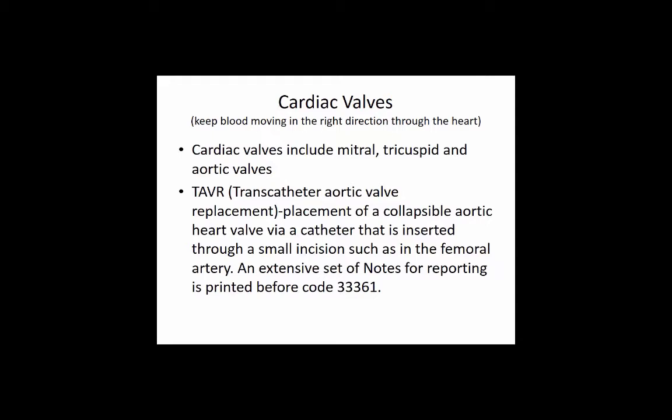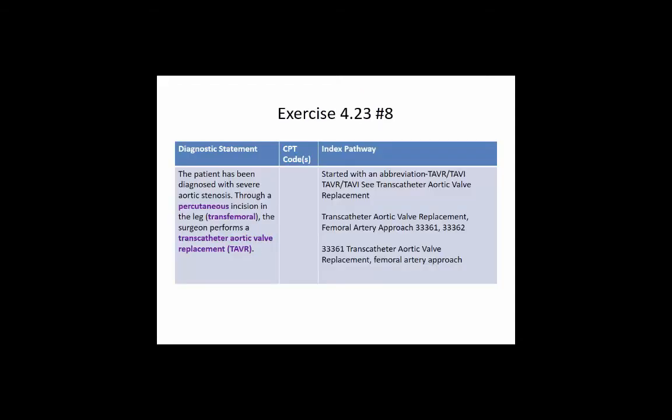As I mentioned earlier, cardiac valves keep the blood moving in the right direction through the heart. The three cardiac valves that we know about are the mitral, tricuspid, and aortic valves. There are many procedures in the CPT book. The one I'm choosing to talk about a little more is the TAVR, which is a transcatheter aortic valve replacement. And this is a collapsible aortic heart valve that's placed by using a catheter that's inserted through a small incision in the femoral artery. There's an extensive set of notes in the code book that's printed before the code 33361. You really have to read those.